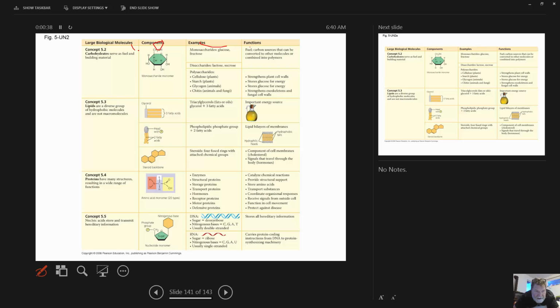So again, if I give you a function, you should be able to give me what molecule does that. If I gave you a component, you should tell me what that molecule is. And that's basically about it.